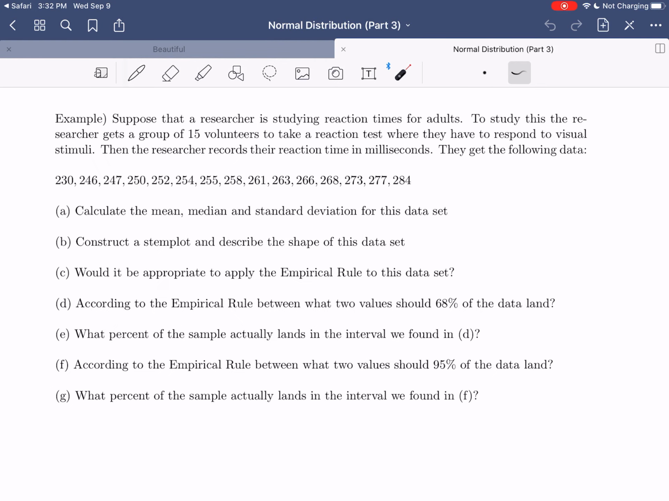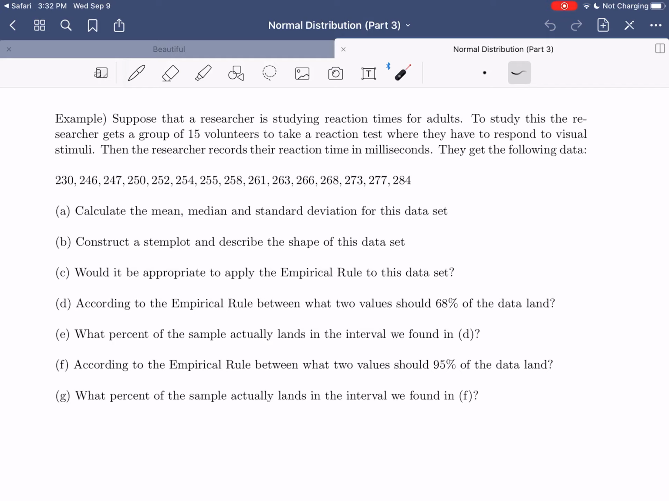For our first example, we're going to suppose that we have a researcher that's studying the reaction time for adults. To study this, the researcher gets a group of 15 volunteers to take a reaction test where they have to respond to a visual stimulus. Then the researcher records their reaction time in milliseconds. So we get this data set here. We can see somebody reacted in 230 milliseconds. Somebody took, say, 261. Somebody was all the way as long as 284.